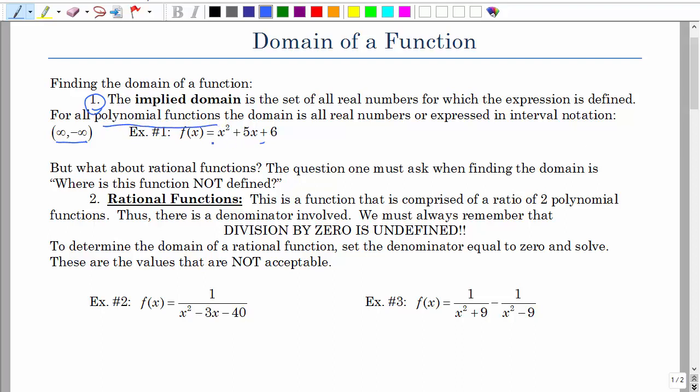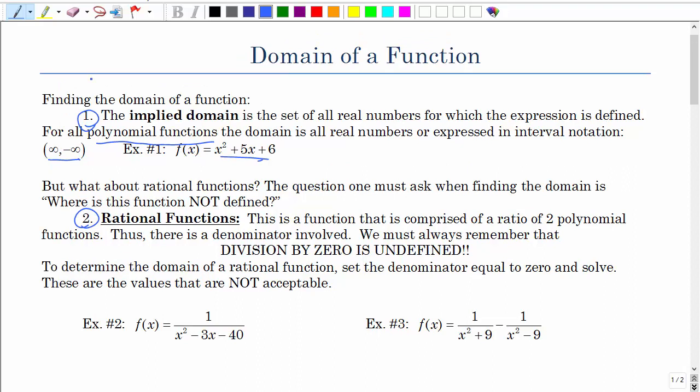They don't have any fractions, they just have powers, and all of that would be all real numbers. However, there's another type of function that we will be graphing and analyzing, and they're called rational functions. A rational function is a ratio of two polynomial functions. Ratio meaning a fraction. And so since there's a fraction, there's a denominator.